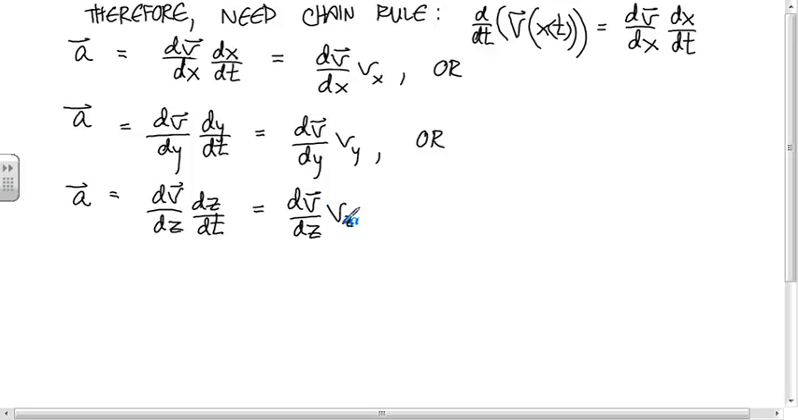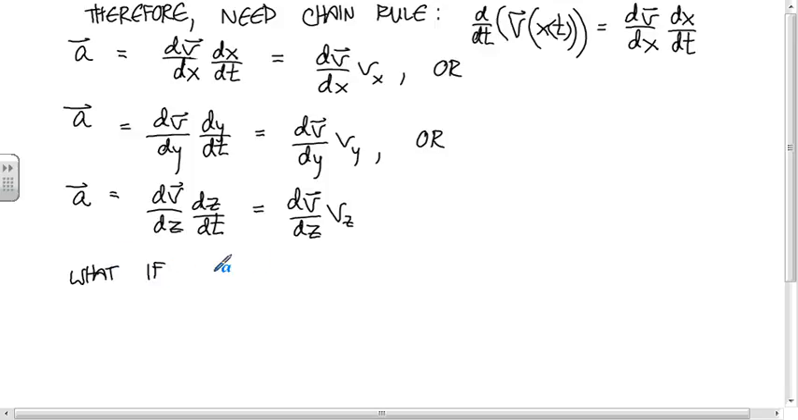And in fact, if you knew the velocity vector as a function of x, y, and z, then you'd have this really ugly expression for the chain. Well, not that ugly. I'm not going to give you any problems like that. So I'm going to write it, though, still.